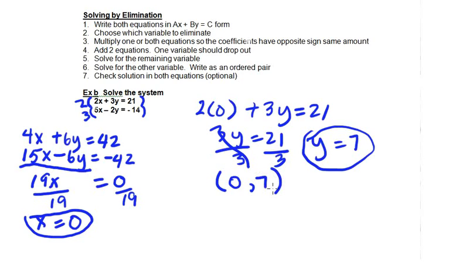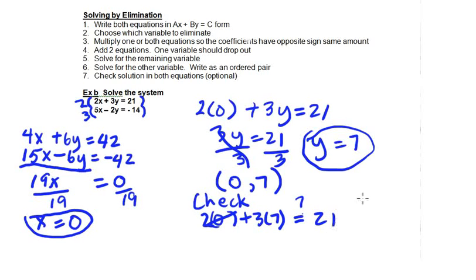Now, the last step is to check the solutions. This is optional, but we will go back and check this. So let's check the solution in each of the two equations. So in the first equation, 2x means 2 times 0 plus 3y, so that's 3 times 7. And is that equal to 21? And we can see this term, the 2 times 0, will drop out. 3 times 7 is equal to 21, and that checks.